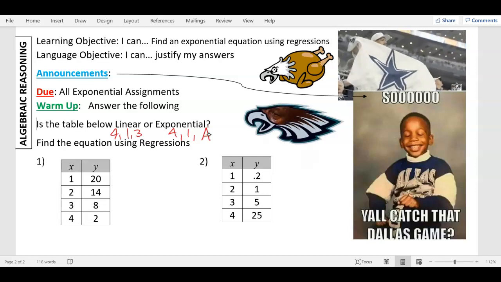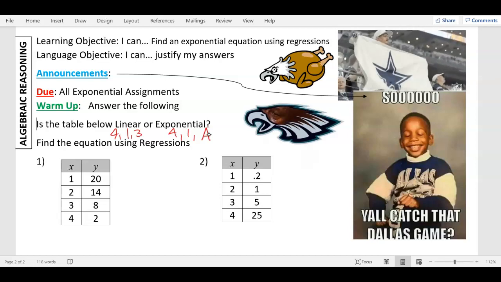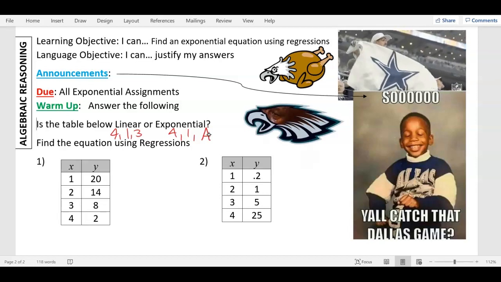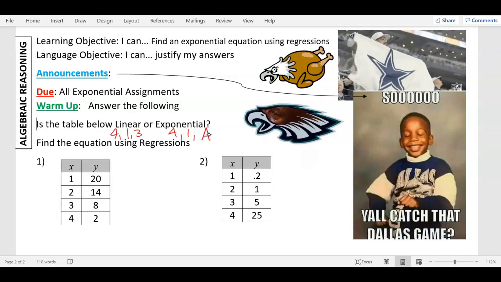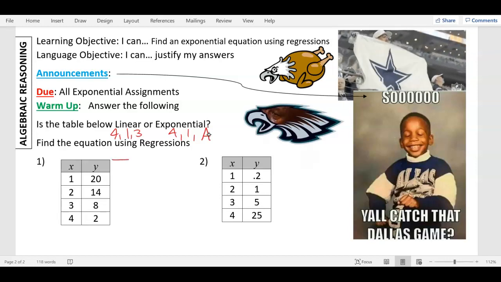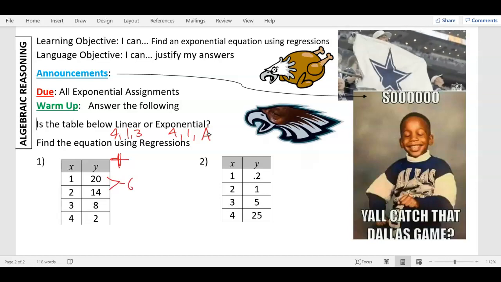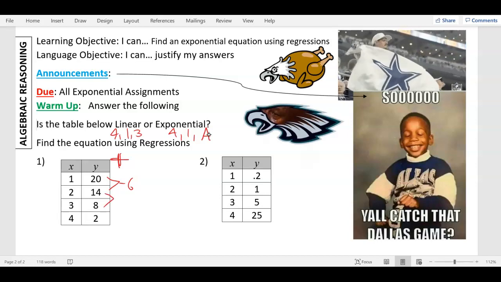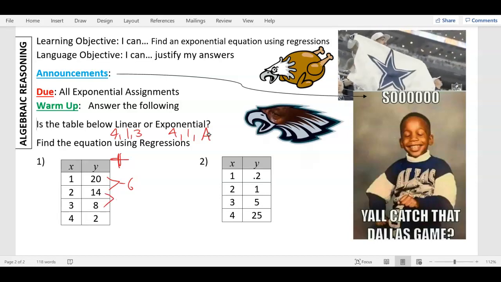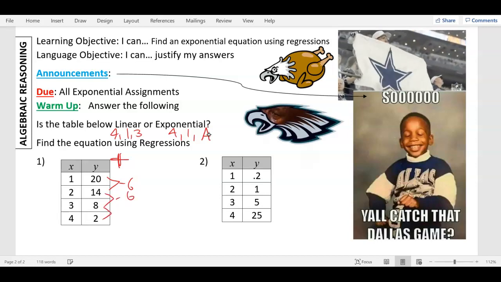Now, this is stuff you already got. Linear is adding or subtracting by the same number, right? Let's look at this one. Is this adding or subtracting? Let's find out. So 20 down to 14 is what? 6. Okay, so minus 6. The question is, does it keep doing minus 6? So 14 down to 8, is that minus 6? Yes, okay. And then 8 down to 2?